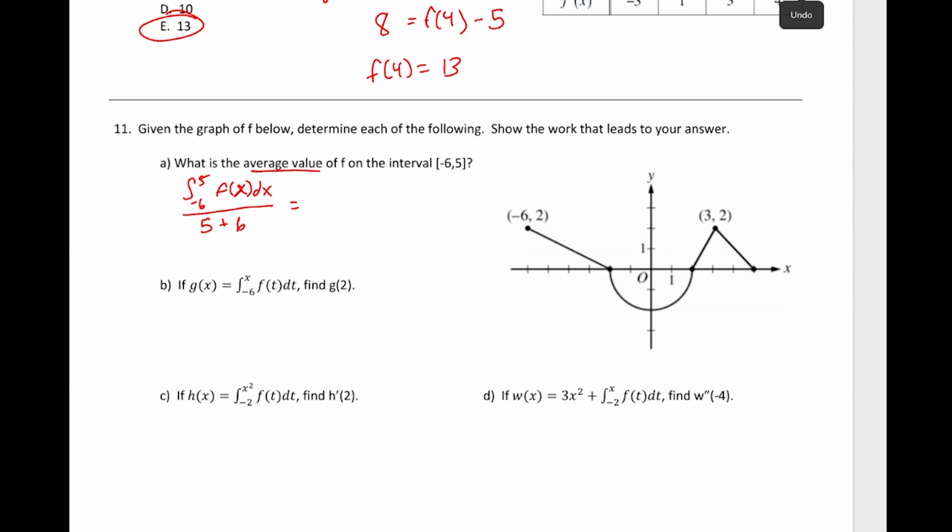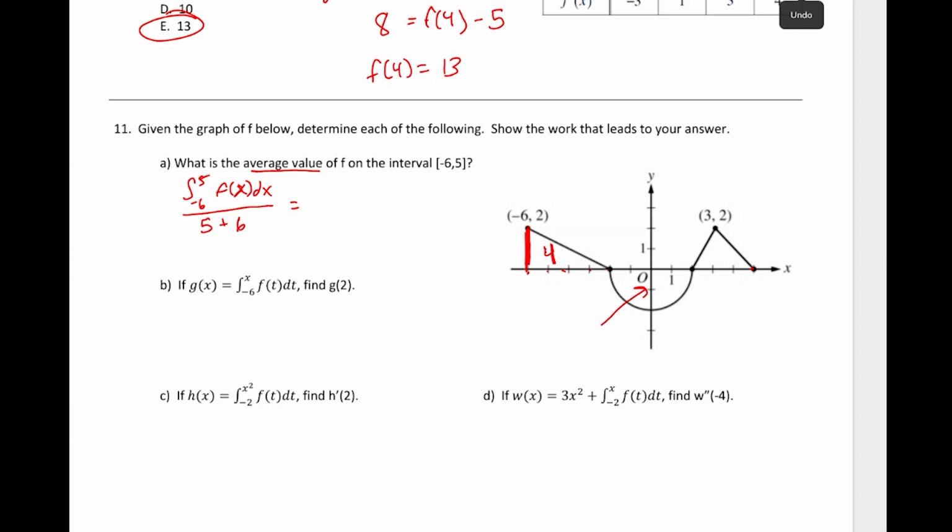So it looks like what we need to do now is find the area between negative 6 and 5. So here's where x is negative 6, 5 is 1, 2, 3, 4, 5. Okay, so we're going to get the entire area here. So this first triangle over here to the left has a base of 1, 2, 3, 4, a height of 2. 4 times 2 is 8, divided by 2 is 4.